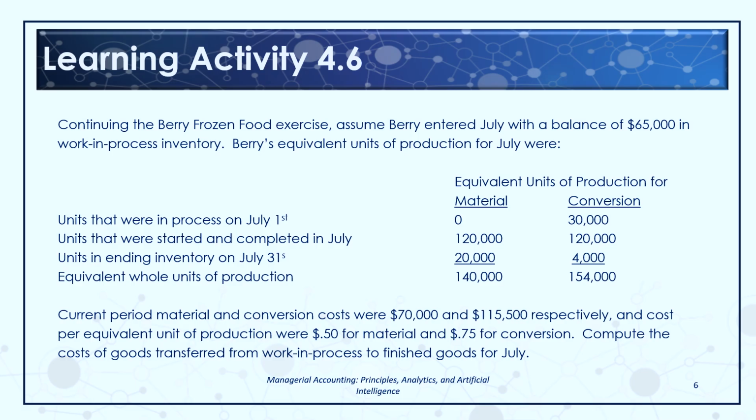Now we compute the cost of goods transferred from work in process to finished goods for Berry Frozen Foods. Berry entered July with $65,000 in beginning work in process inventory. The cost per equivalent unit is 50 cents for materials and 75 cents for conversion. You will use the equivalent unit table to multiply equivalent units by their costs. Then you compute ending work in process and cost transferred out.